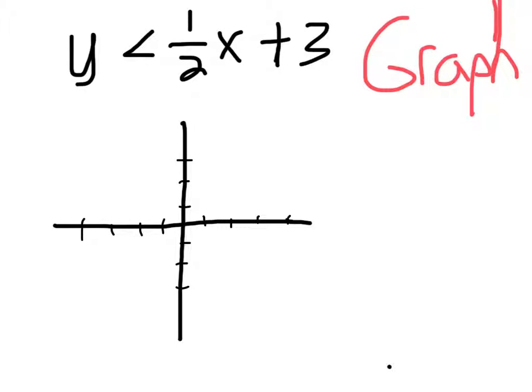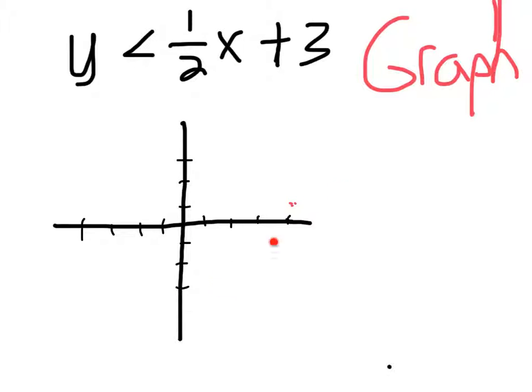If you are asked to graph an inequality, you're supposed to show visually where all of the points are that make a solution to this. For example, you pick just some random point like this one over here, (4, 1). If you plug 4 in for x and 1 in for y, that makes a true solution because 4 times 1/2 is 2, and 2 plus 3 is 5. 5 is greater than 1, or in other words, 1 is less than 5. That would be a true solution.